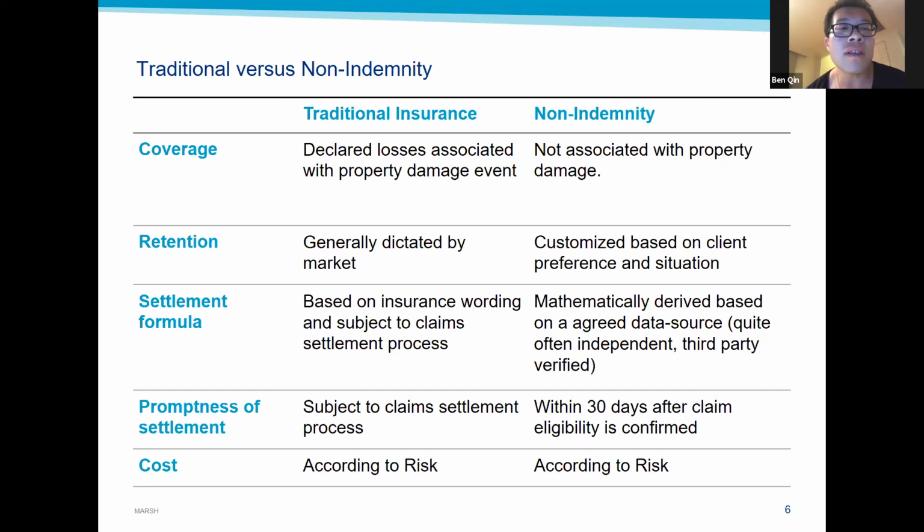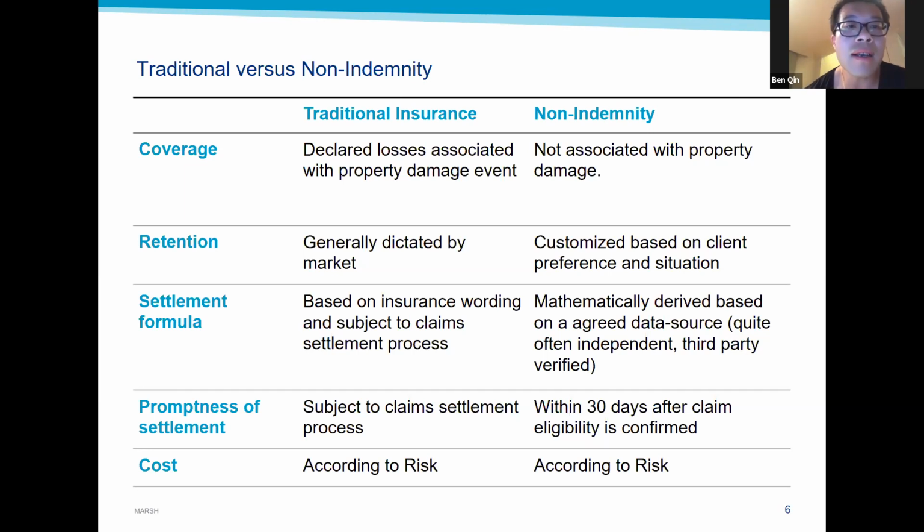So on the other side, where you have a non-indemnity product or a solution, you actually do away with that original requirement for having physical damage to the site, right? And with that, it actually opens up a whole realm of, still within the realm of insurance, right? We're still talking about protection against an underlying risk, but the process and the procedures that's associated with property damage and traditional insurance, it goes away, right?